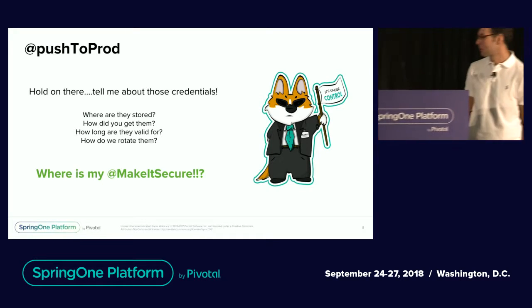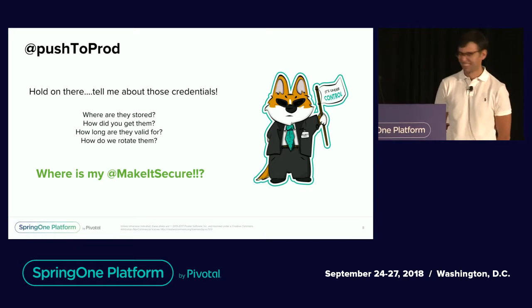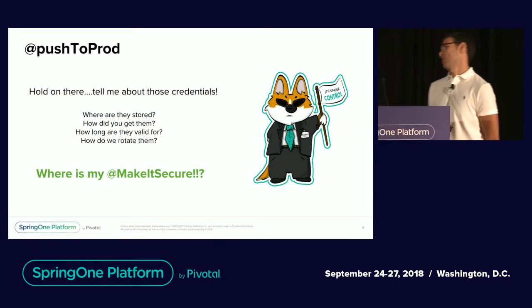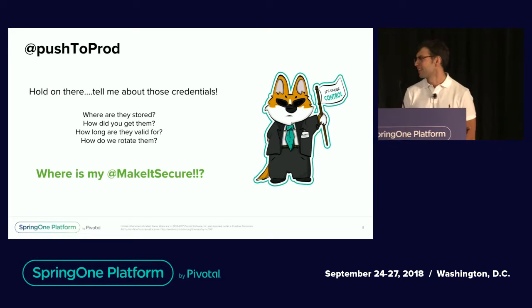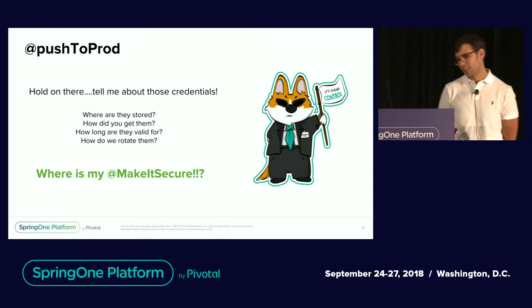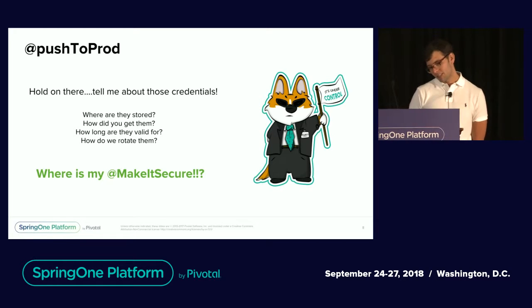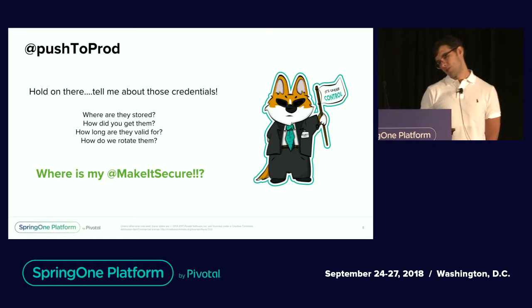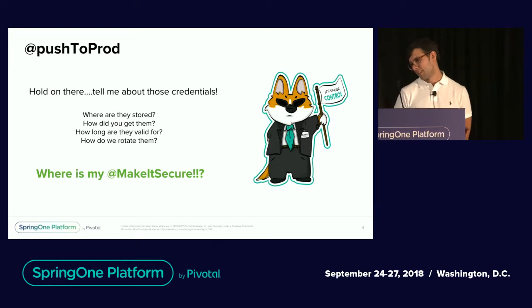I'm not asking to push it to production. You're the developer. You're supposed to ask me. But I'm not going to let you push it to production. Guess what? You can't push it to production because I don't like those credentials. I don't like that they're in the URI. I don't like that you don't tell me where they're stored. I don't like that you don't tell me how you've gotten them. I don't like it because you don't know how long they're valid for. And I don't like it because you don't know how to rotate them.